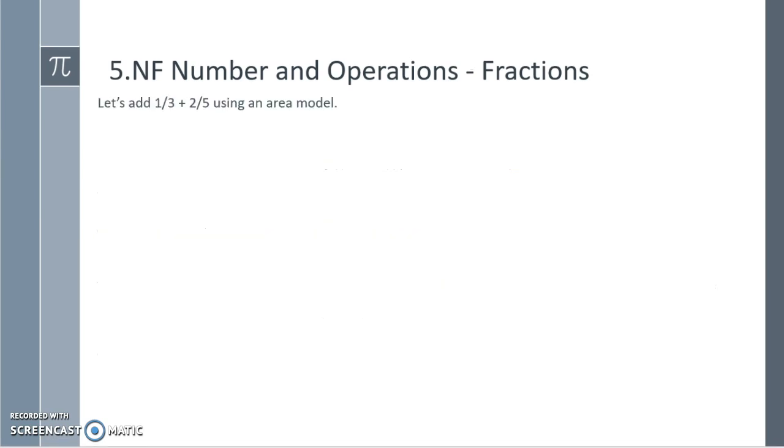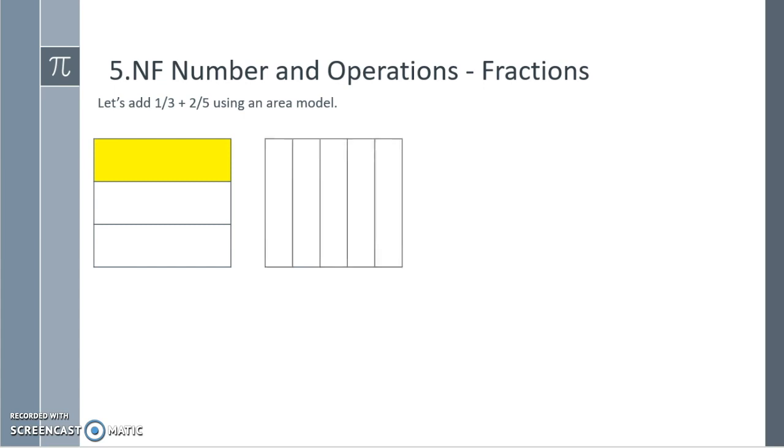Let's add 1/3 and 2/5 using an area model. So I have a unit box. Doesn't matter what size that box is, just that it's a unit box. And I've split it into thirds. I want 1 copy of 1/3. I also have another unit box the same size as the thirds, except this one is cut into fifths. And I need to shade 2 copies of 1/5.